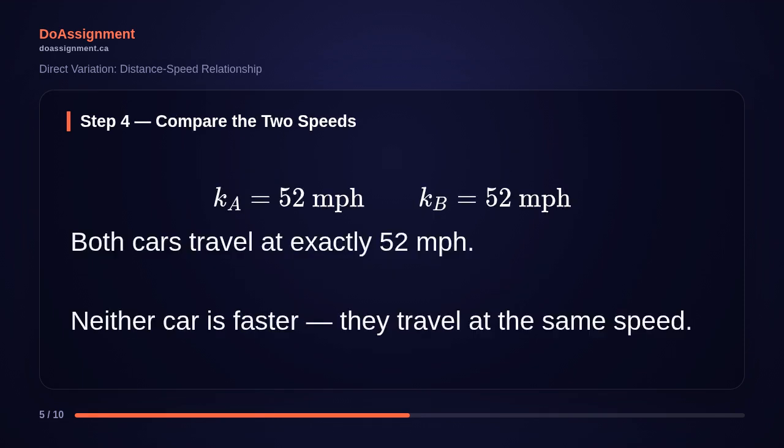Comparing the two constants of variation, both Car A and Car B have a speed of exactly 52 miles per hour. The two cars are traveling at the same speed. Neither one is faster.